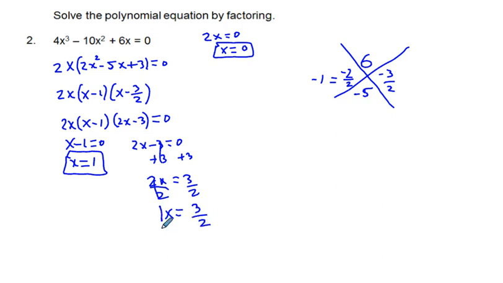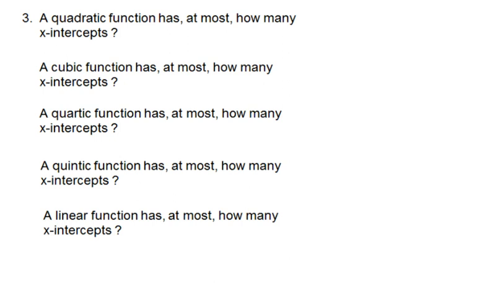And again, we could check using our calculator, as I did in problem 1. Next, problem 3. Basically, you'll be asked a question about x-intercepts and what type of functions. Well, a quadratic function has at most 2 x-intercepts. Okay, so if we graph the thing, it could look like this.